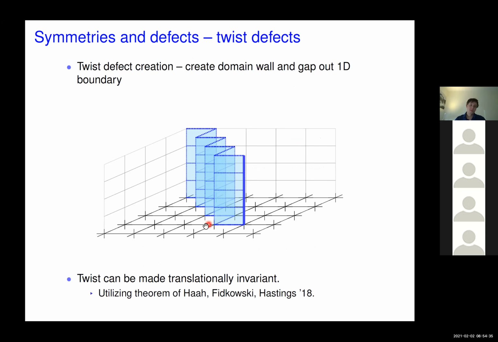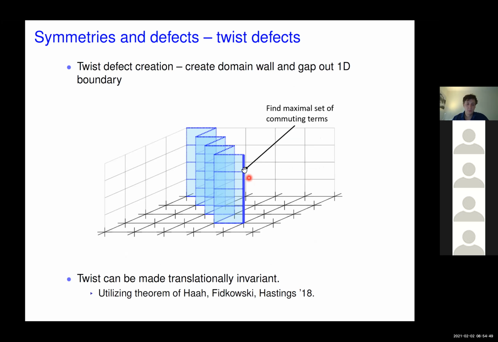So for twists, the story is only slightly more complicated. To create a twist, we consider truncating the domain wall. Then on this one-dimensional region, we need to recover a complete set of Hamiltonian terms. But since we have a stabilizer model here, we can just find some maximal abelian set of terms that commute with the bulk Hamiltonian and the surrounding domain wall terms. And because all the terms are local and we have translational invariance along this one-dimensional region, we can also find a translationally invariant set of terms along this twist to add back in. And we make use of a theorem of Haar and company here.